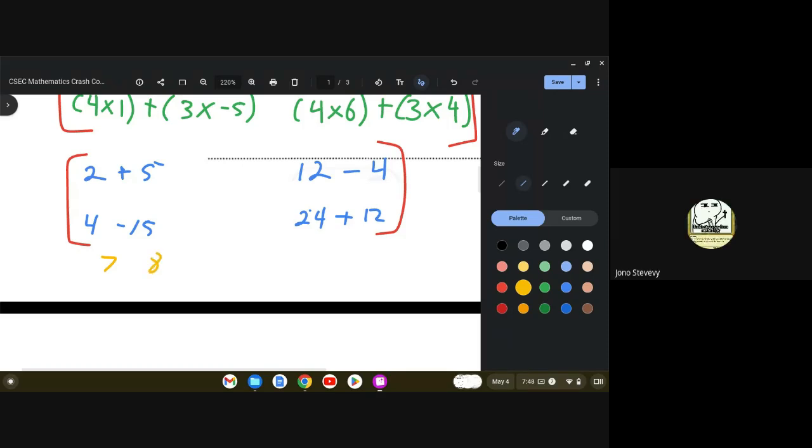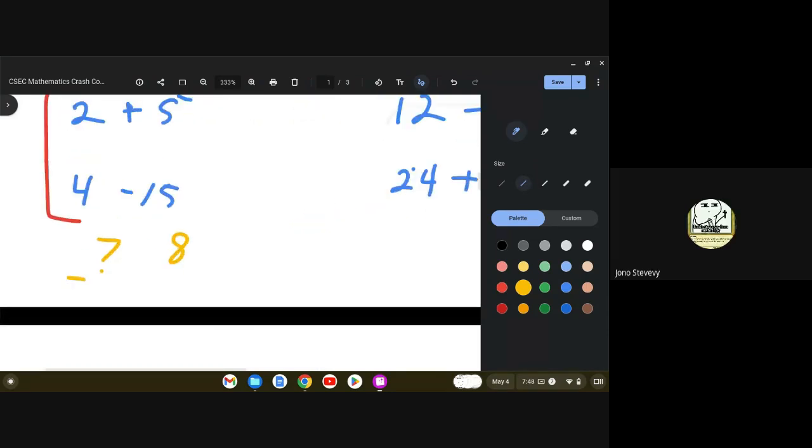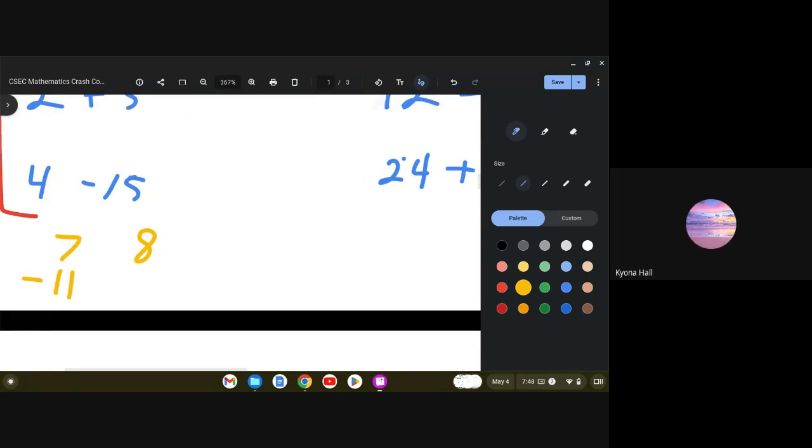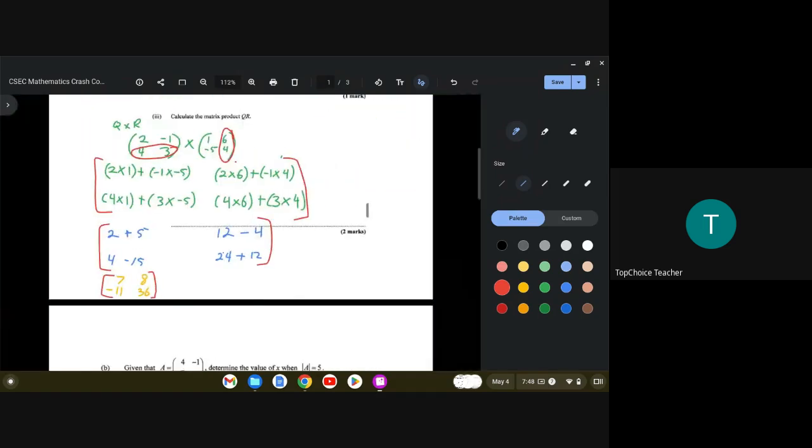What is 12 take away 4? 8. 4 take away 15. Minus 11. 12, 13, 14, 15. It'll be minus 11, right? And 24 add 12 is? 36. And that is your answer. That is how you do matrix multiplication.